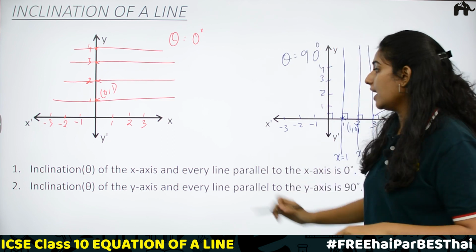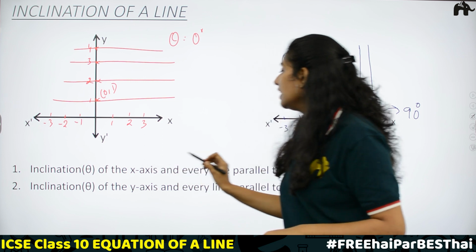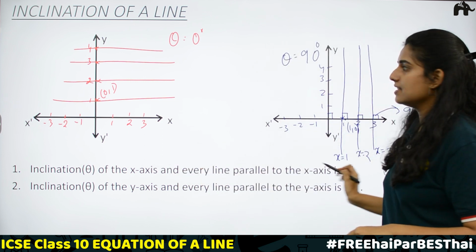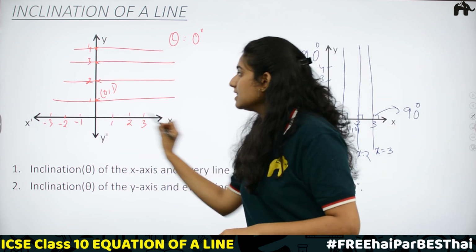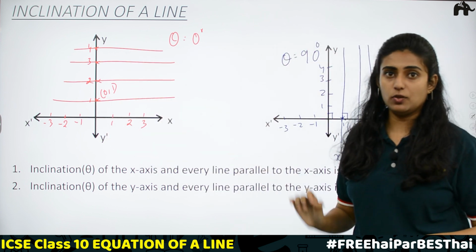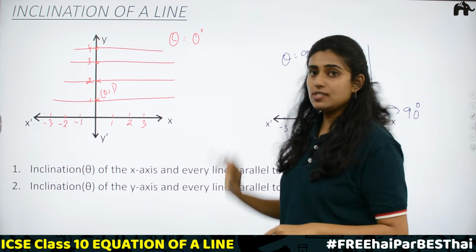So we can conclude that inclination theta of the x-axis and every line parallel to the x-axis is 0. You take x-axis or any line parallel to x-axis, the angle theta, the inclination theta, will be equal to 0 degree.